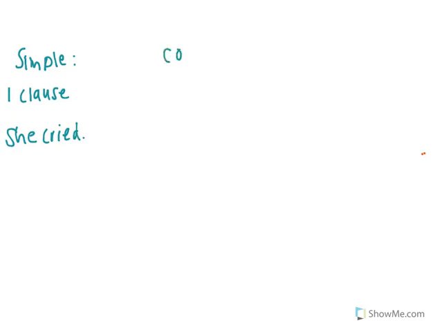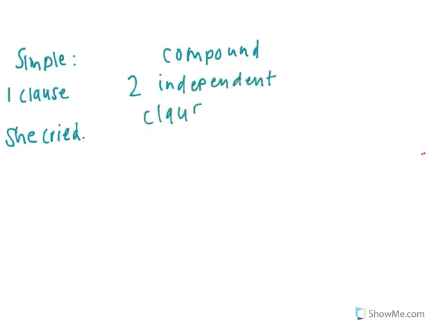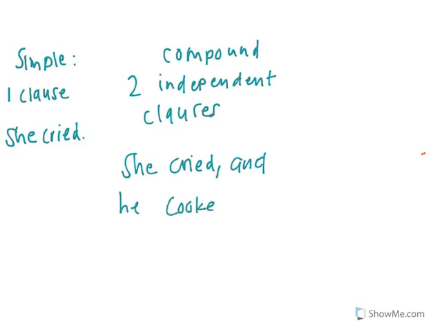A compound sentence is two independent clauses. So maybe, she cried and he cooked.